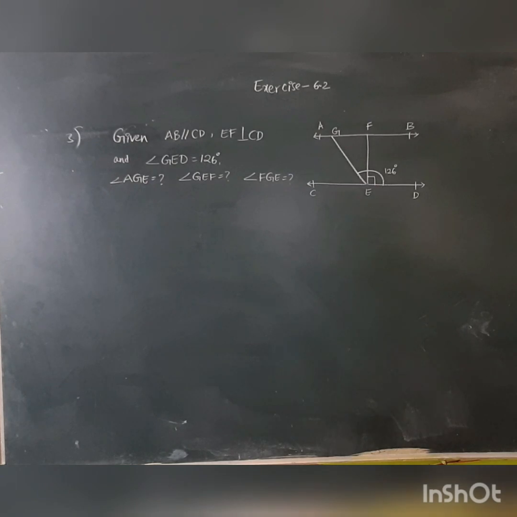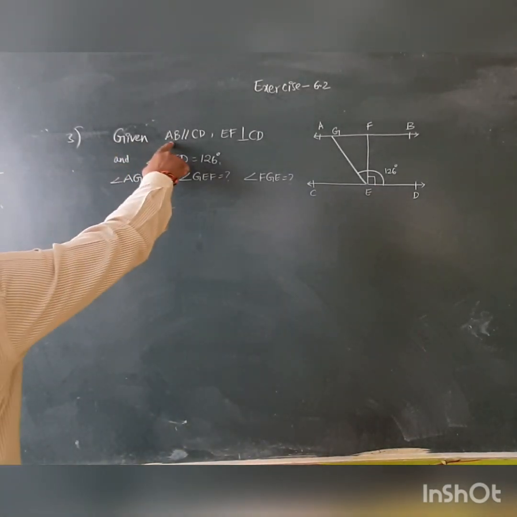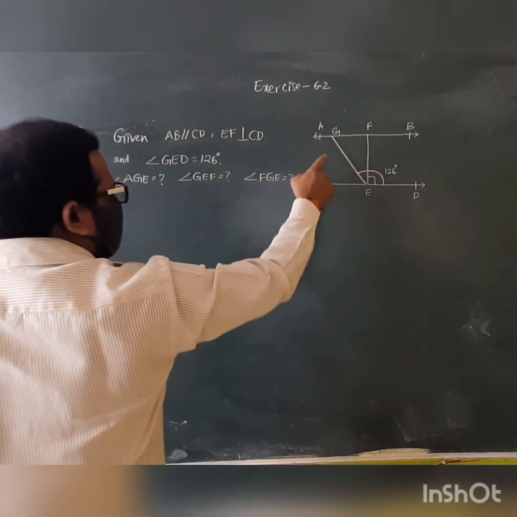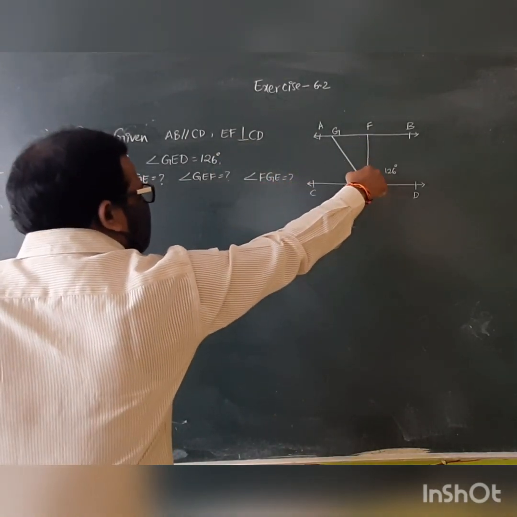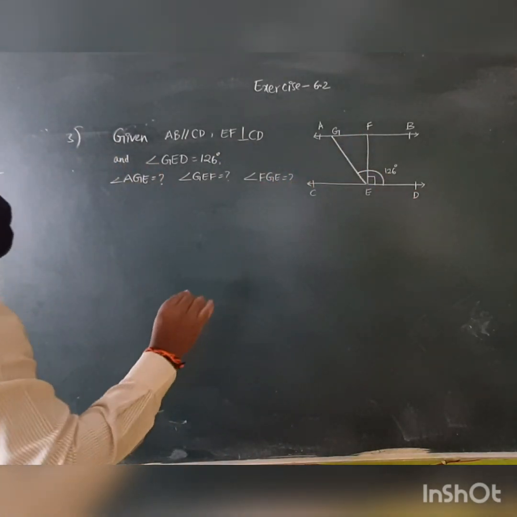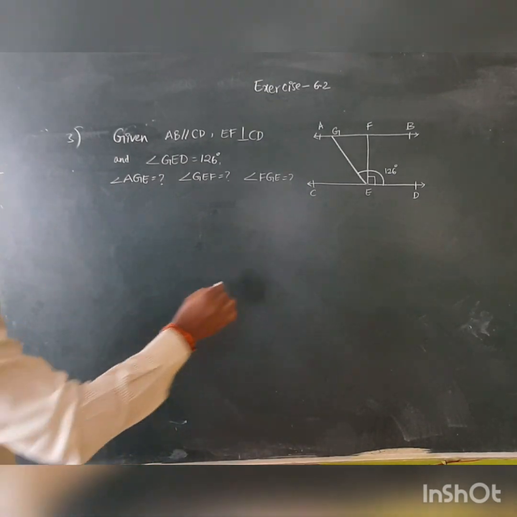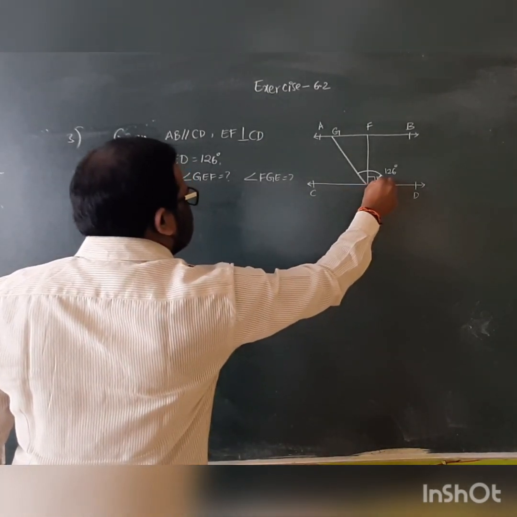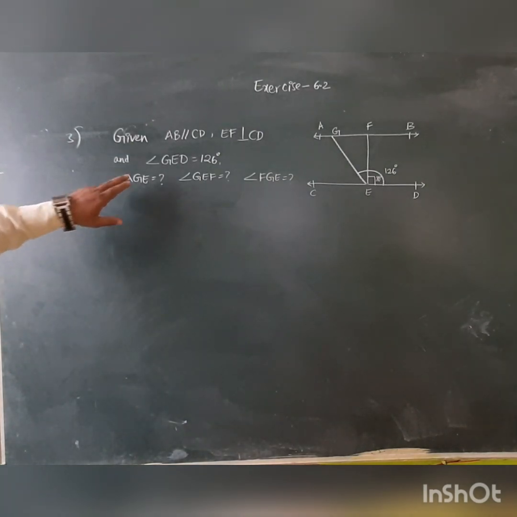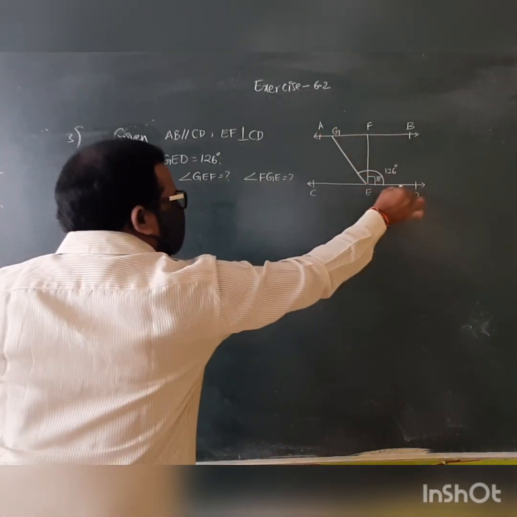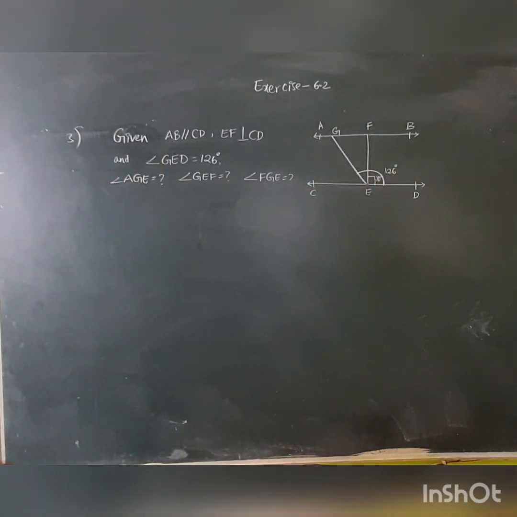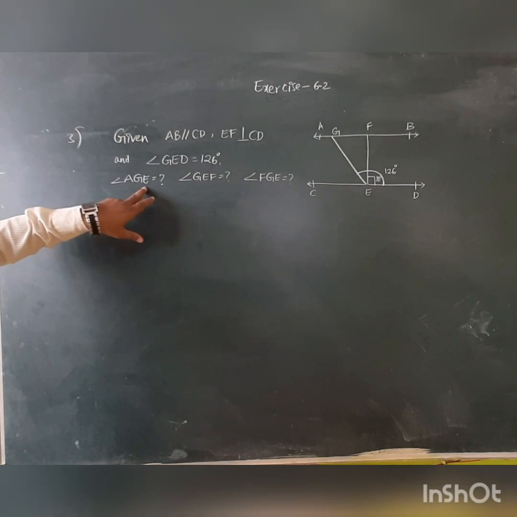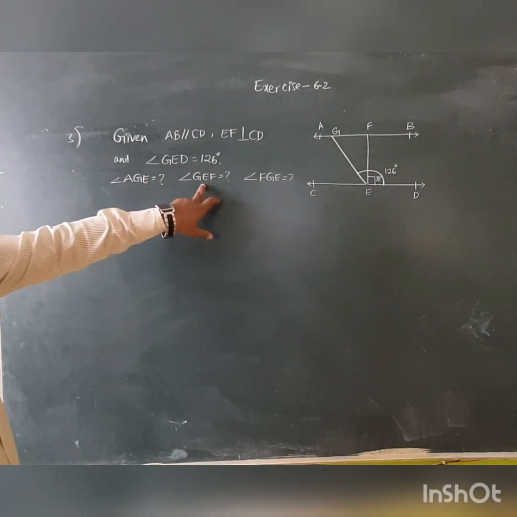Let's look at our third problem now. In this third problem, it is given that AB is parallel to CD, and EF is perpendicular to CD. Perpendicular in the sense making an angle of 90 degrees. Here we can take 90 degrees. And it is also given that angle GED is 126 degrees. The required things to be found are angle AGE, GEF and FGE.